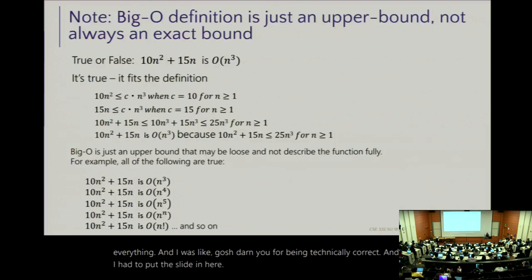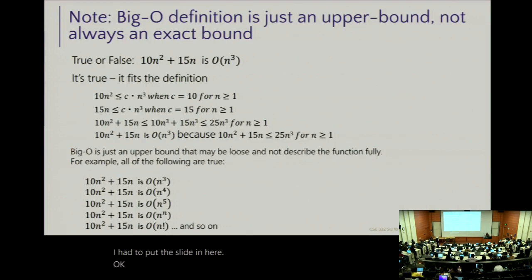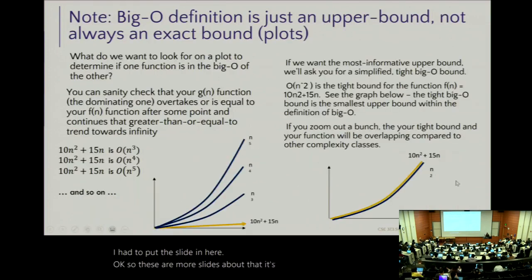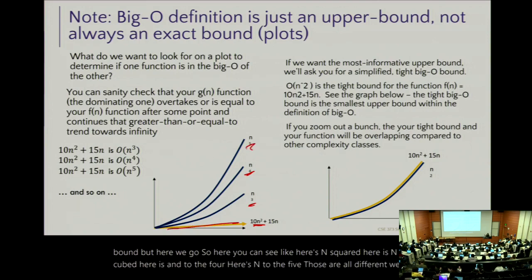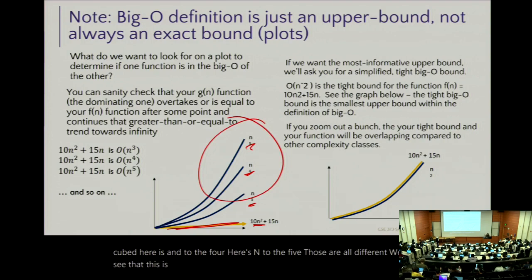Okay, so these are more slides about that. It's an upper bound. It's not an exact bound. Here we go. So here you can see, here's n squared. Here is n cubed. Here's n to the 4. Here's n to the 5. Those are all different. We can see that this is clearly dominated by all of these things. So you could technically say n to the 5 is a big O of this 10n squared. Not a simplified tight big O, but a big O.